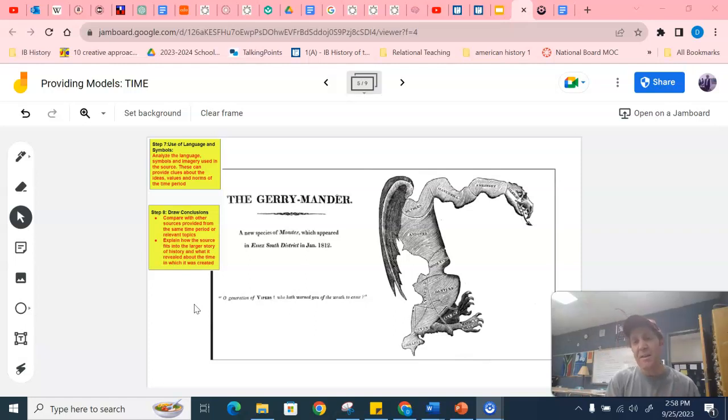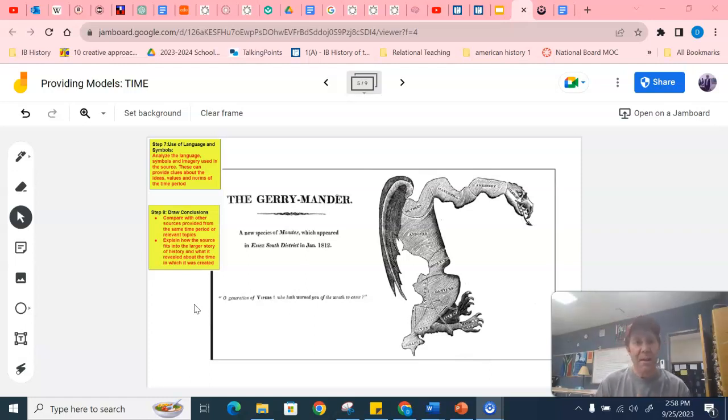And then also talk about some of the challenges or problems here when we're trying to use a source or maybe a number of sources to make a conclusion or a generalization about why a particular time period is important to us. And so let's look at number 8, drawing conclusions.